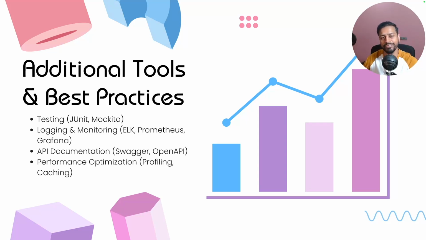For testing, we use a lot of JUnit test cases and Mockito for mocking. We have logging frameworks like Log4j, SLF4J. For API documentation, we have talked about Swagger. Then we have monitoring tools like Prometheus and Grafana. Then we have performance optimization and code quality, for which you can use profiling and caching. Now, there is one more tool, SonarQube, which I use in my current organization, and I have seen it in other organizations as well.